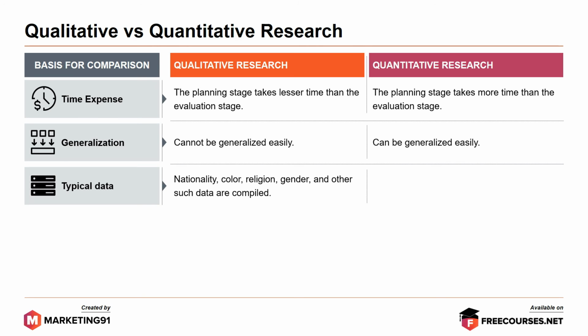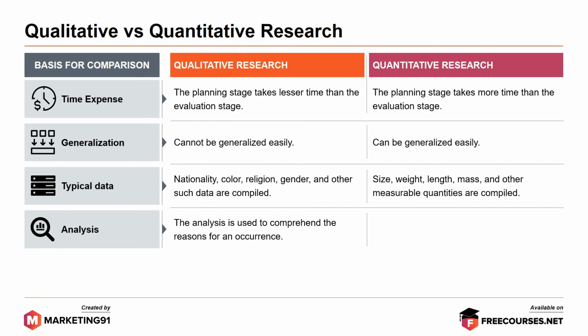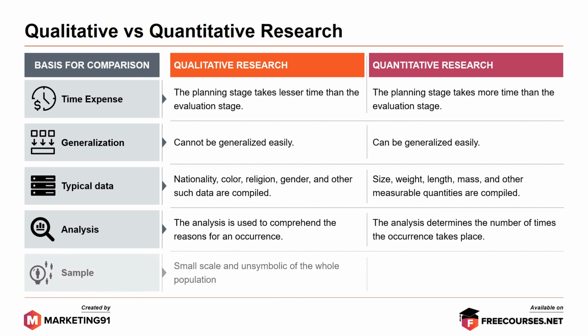Typical data in case of qualitative is nationality, color, religion, gender, and other data. Whereas in case of quantitative research, it is size, weight, length, mass, and measurable quantities are compiled. Analysis: in case of qualitative, the analysis is used to comprehend the reason for an occurrence. In case of quantitative, the analysis determines the number of times the occurrence takes place. And finally, sample. In case of qualitative, it is small scale and unsymbolic of the whole population. On the other hand, it is large scale and symbolic of the whole population.